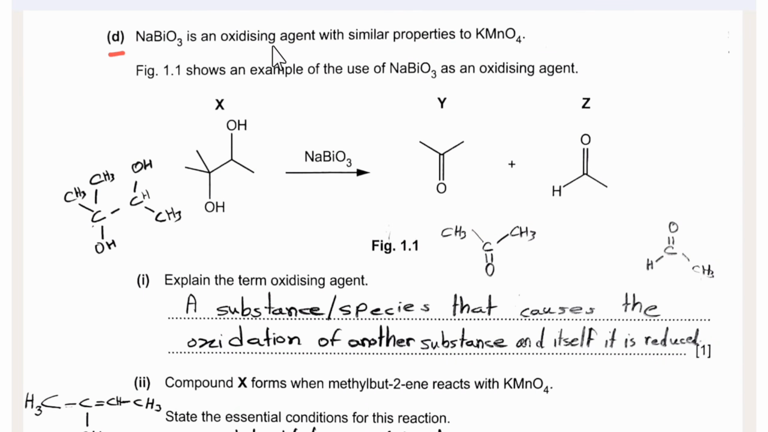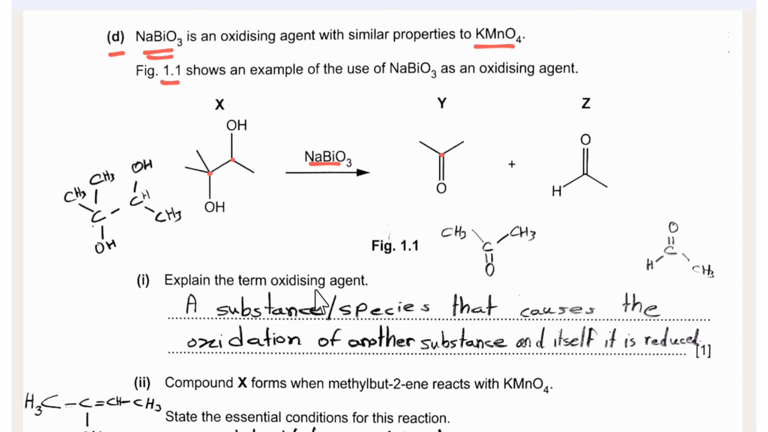NaBiO3 is an oxidizing agent with similar properties to KMnO4. So KMnO4 is an oxidizing agent, and NaBiO3 is also an oxidizing agent. Figure 1.1 shows an example of the use of NaBiO3 as an oxidizing agent. So this is the NaBiO3, and it is acting as an oxidizing agent. First of all, X is a diol. Then the diol is converted to a ketone, that is the C=O group, and an aldehyde, the CHO group.